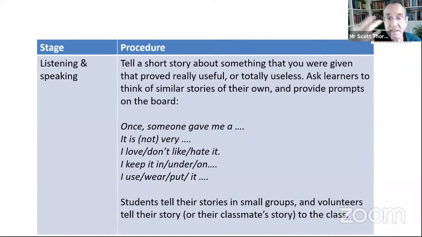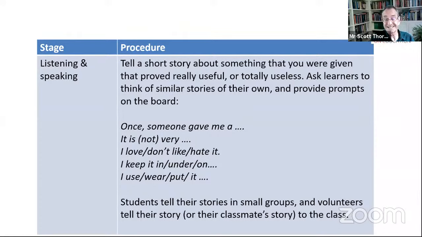And then let's move on now to, we haven't dealt with listening and speaking. So here's a possible follow-up as we move away from the text, but we're using the same idea of giving things. So you tell the students, listen to me, I'm going to tell you about something I was given that proved really useful. Yeah? Or maybe totally useless. Now, we've all been given something by somebody which was really useful, or we may have been given something by somebody which was totally useless. So you tell your story.